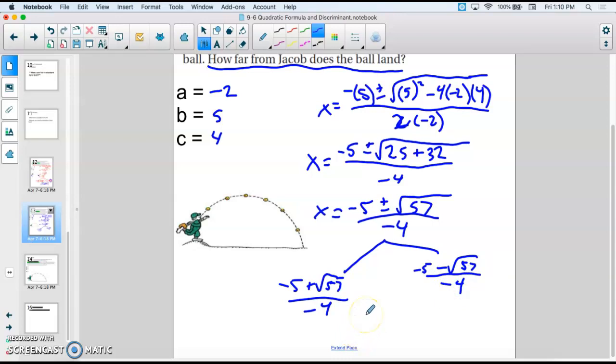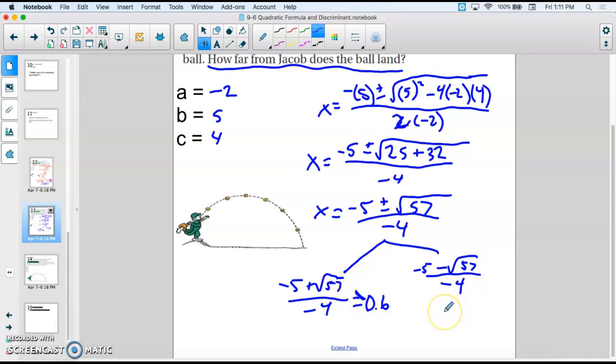Okay, calculators at the ready. -5 plus the square root of 57. Oops. Pushed the wrong button here. Hang with me. All right, we're back with it. All right, and divided by -4. So here we get negative 0.6. That's one of our answers.